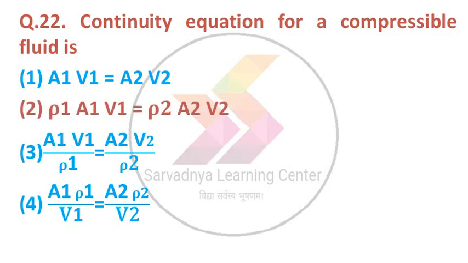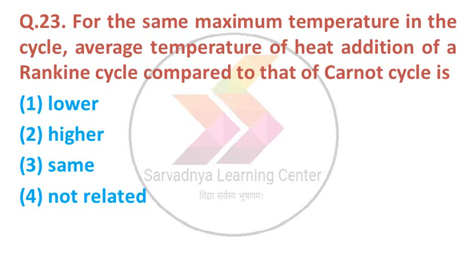The correct answer is option number 2, rho 1 A1 V1 is equal to rho 2 A2 V2. Next question: for the same maximum temperature in the cycle, the average temperature of heat addition of the Rankine cycle compared to that of the Carnot cycle is: option 1, lower. Second, higher. Third, same. 4, not related. The option number 2 is correct, higher.